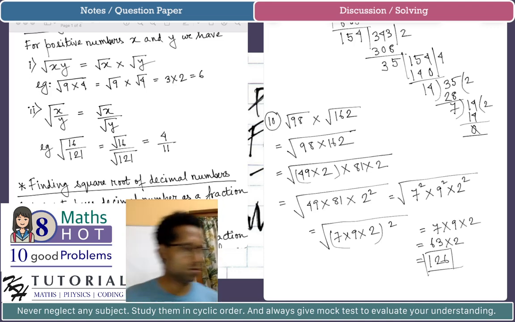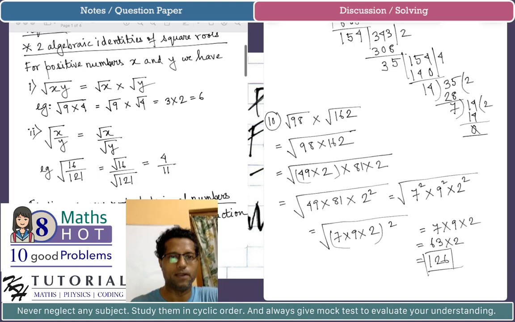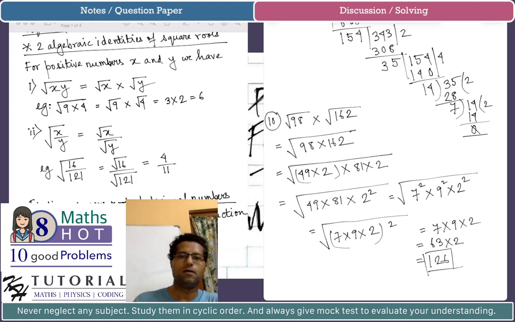Okay, so this brings to an end the topic of finding the square root of decimal numbers, fractions, and a few properties, some algebraic identities regarding the square root of fractions, where the square root of x into y, where x and y are positive numbers, is equal to root x into root y, and square root of x by y is equal to root x by root y.